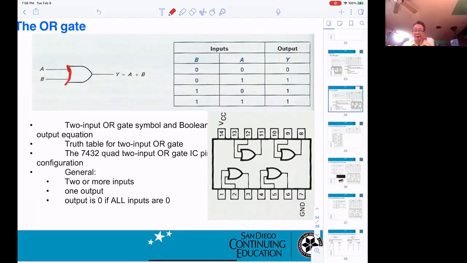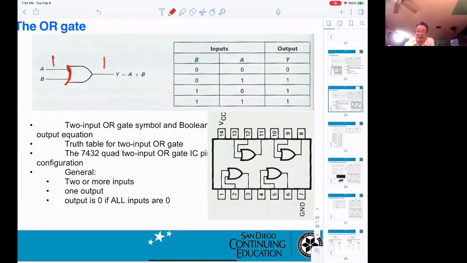They're telling you one thing. If the OR gate gets a 1 on any input, then the output must be 1. The thing is, 1 ORed with anything, you still get 1. That's why in here they say 2 or more inputs, 1 output. The output is 0 only if all the inputs are 0.